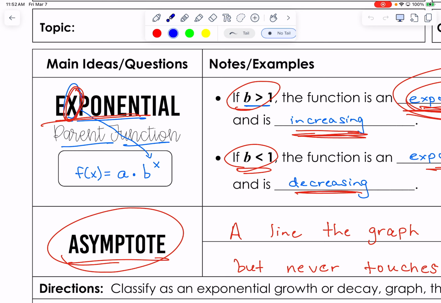Okay, exponential parent function is when you have f of x equals a times b to the x. Right now, what is a going to be in every one of our problems? 1. So you're not even going to have to worry about that. This b is going to be how it grows.